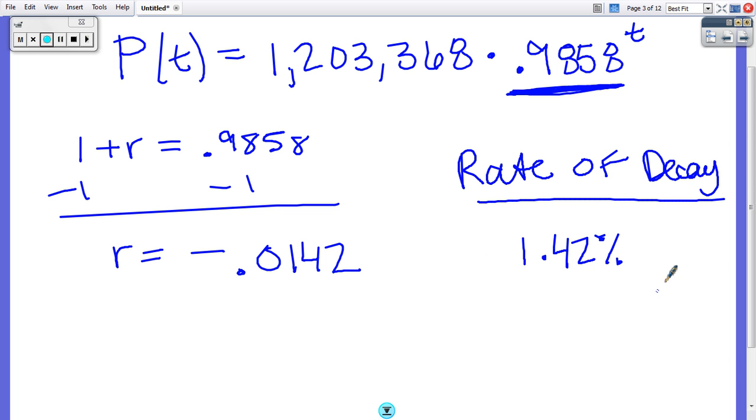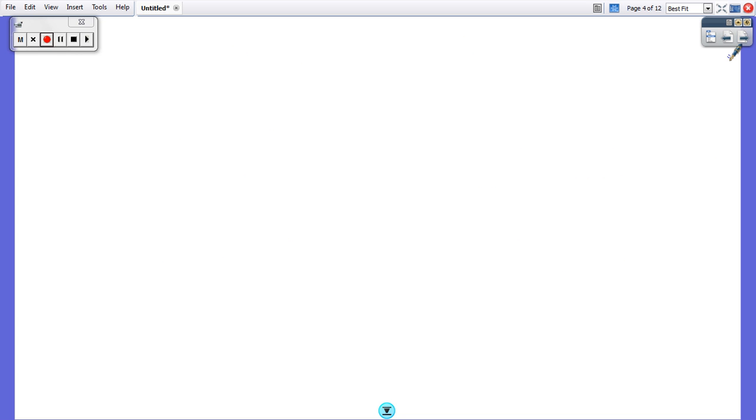If this was an exponential function and it was growing, we would say rate of growth. So your final answer is never going to have a negative sign. What tells me that you know that it's a growth or a decay is that you say rate of decay or rate of growth is this. Pretty simple, right? The next one is too.